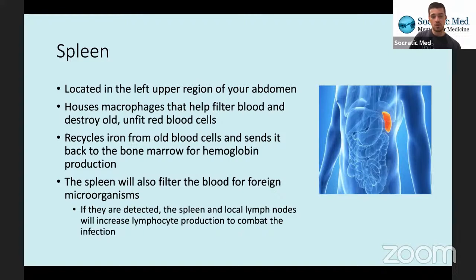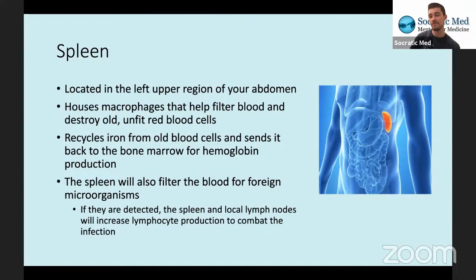So the spleen, instead of just filtering out old blood cells, is also going to filter the blood for foreign microorganisms. So if they're detected, the spleen and local lymph nodes will increase lymphocyte production to combat the infection. So your lymph nodes work on a local system as well. Wherever your infection is in your body, you will be able to tell where it is based on which lymph nodes are swollen.